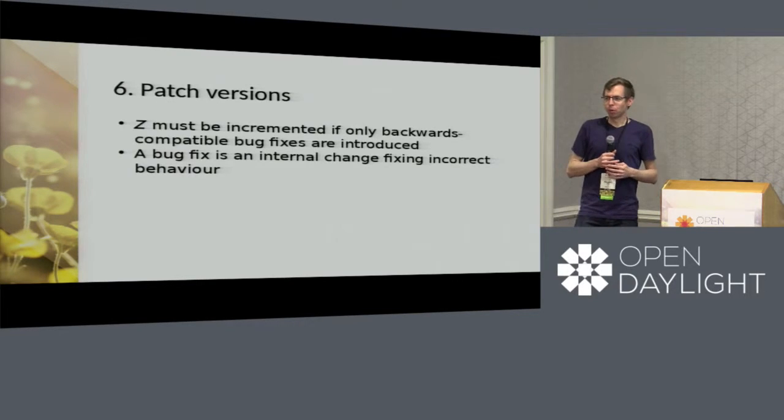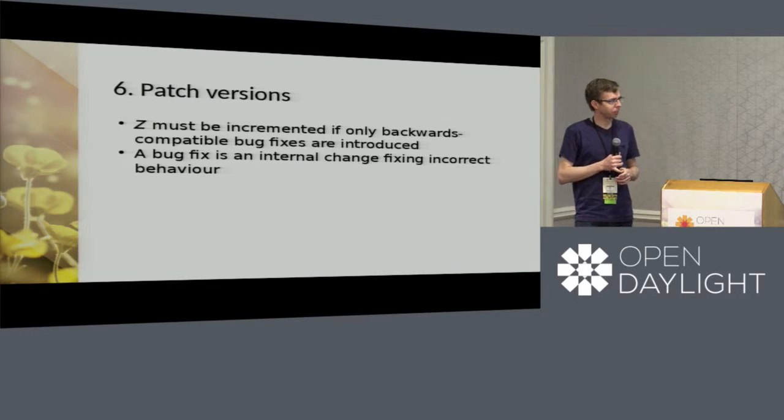Right, so then what are the rules for incrementing all these different components? We'll start with the last one, which is the patch version. If you make a new release of a piece of software or an artifact that has only bug fixes that are all backwards compatible, then you only increment the last part of the version number. So you'd go from 1.0.0 to 1.0.1.